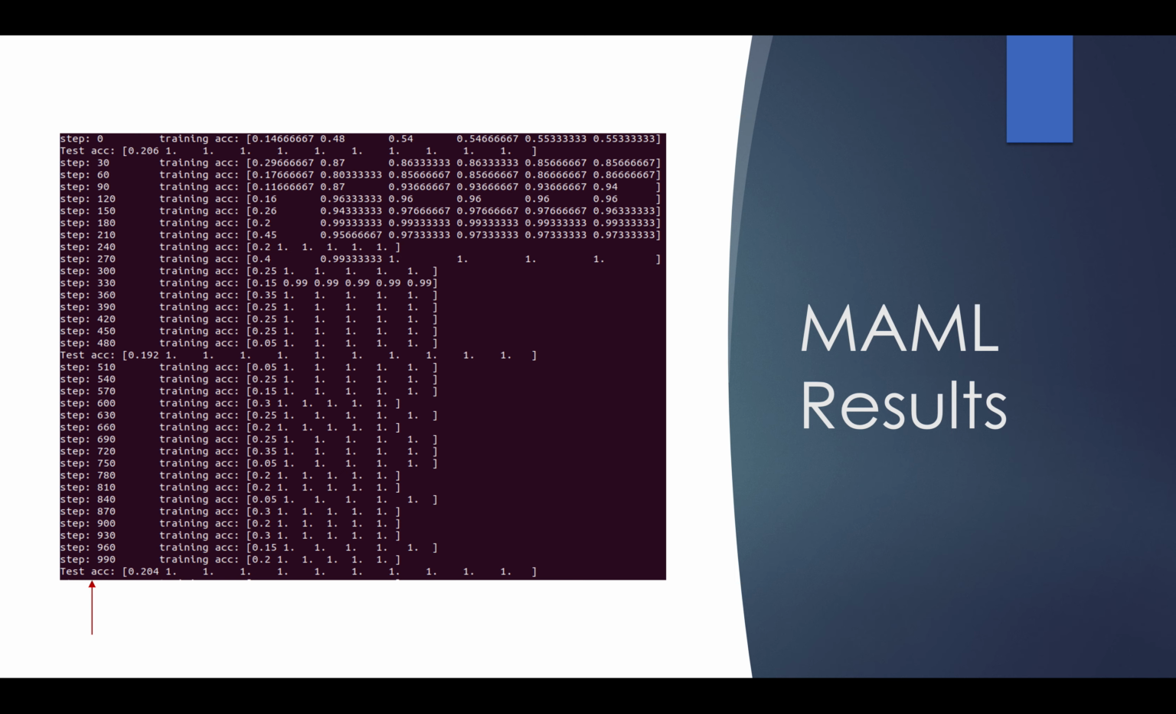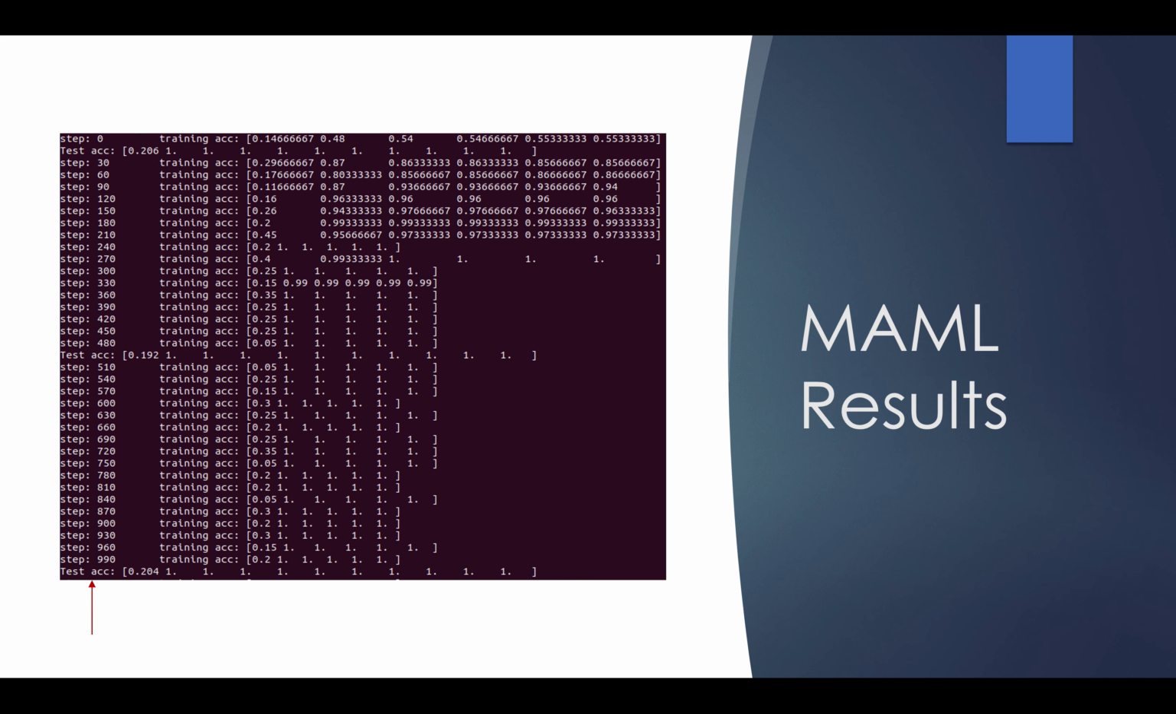So we can see on the left here, this is kind of our output from training. We can see how many gradient steps we were taking on the left there, where it says step and then a value. So we ended up stopping at 990 gradient steps, and at that point we reached a training accuracy of 100 across the board for all the different labels.